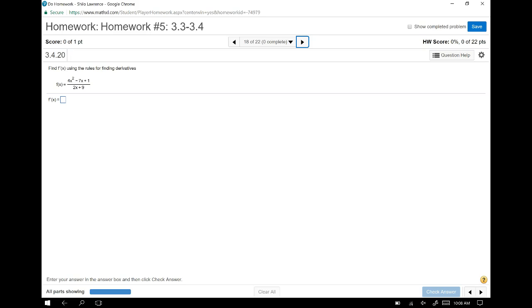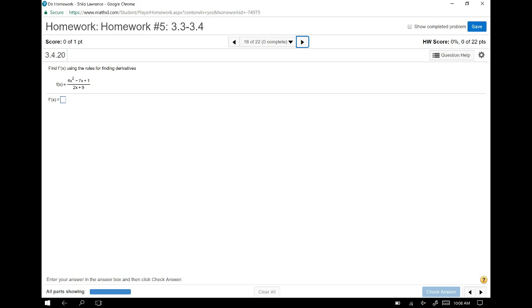So this one, we're going to need a special rule. What rule are we going to need? Quotient rule. Because we've got a function of x in the numerator, a function of x in the denominator. So we've got two functions of x being combined with division. So we're going to need quotient rule.